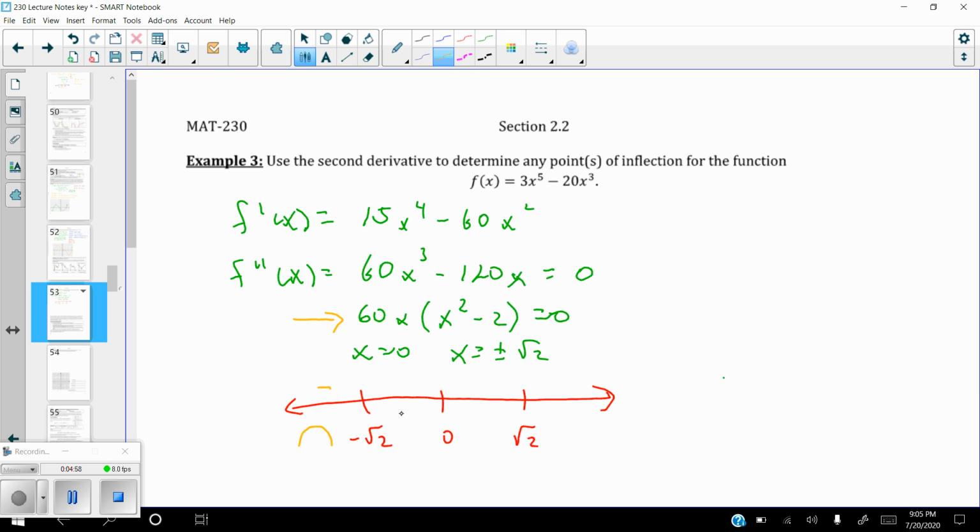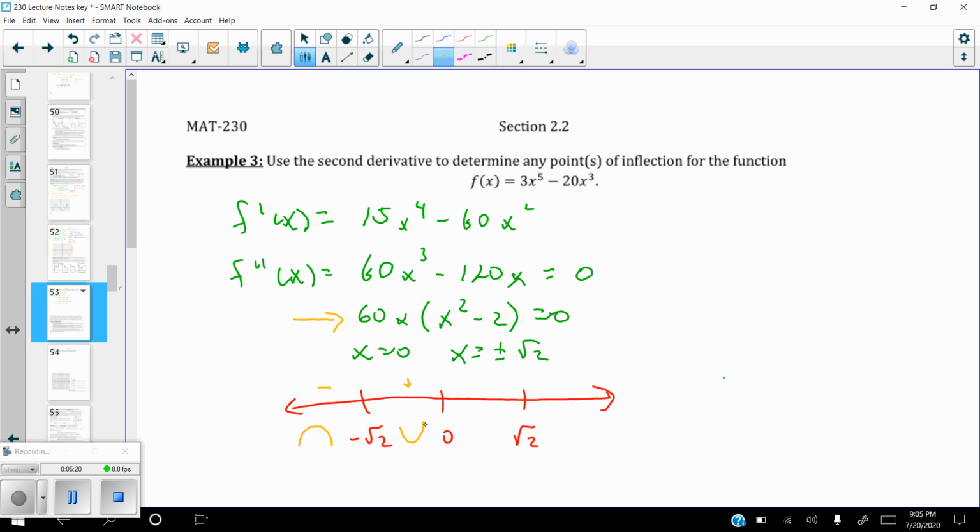Again, if I plug negative 1 into 60x, that's negative. If I plug -1 inside the parentheses, I'm going to get 1 minus 2, which is also negative. So we're going to get a negative times a negative, which is positive, which means concave up. So concavity did change at -√2. That means there's going to be an inflection point there.